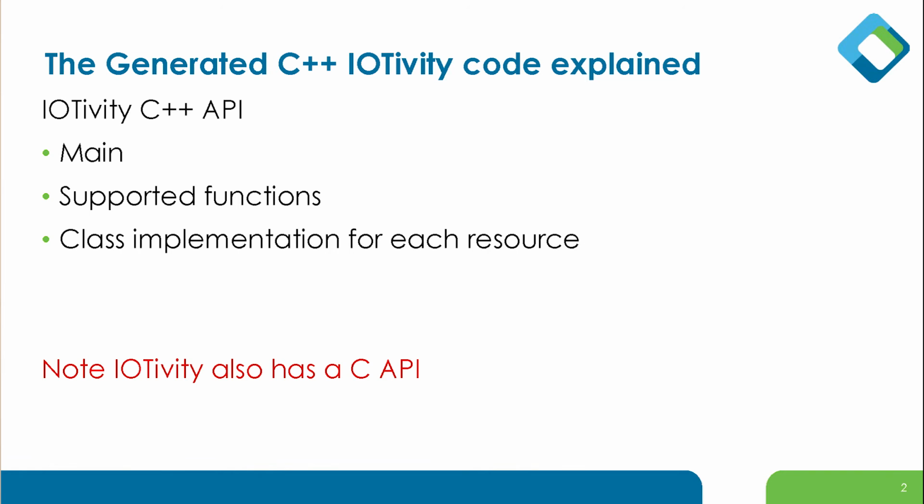So we already mentioned we are going to generate code for the C++ API, and it has a main, like every other C++ program, a set of supported functions, and what is really important, it has an implementation class for each resource. So for each path, you have a separate class. Because if you have two light things on your device, you want to control them differently, so you have to have two different ones. I have to mention, we also have a C API, but we are not talking about that in this demonstration.